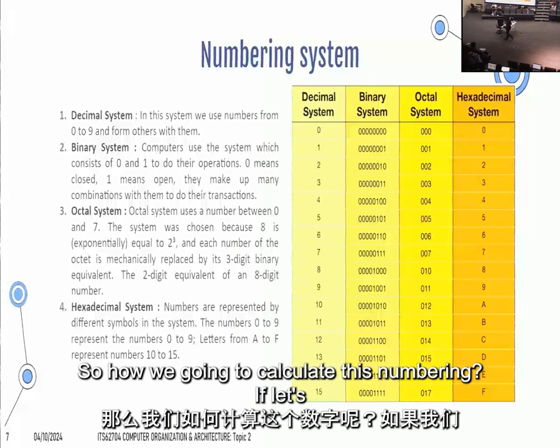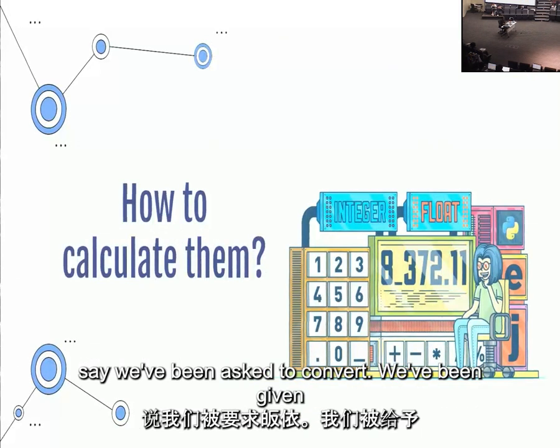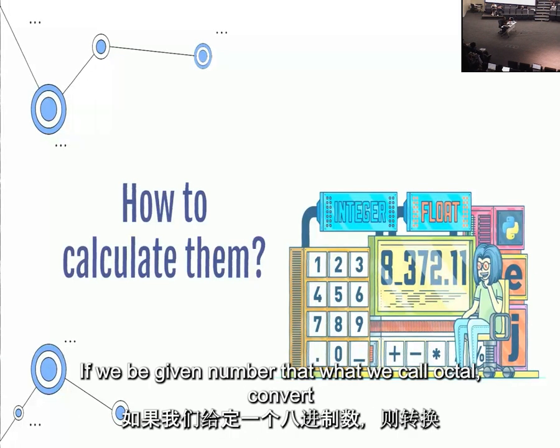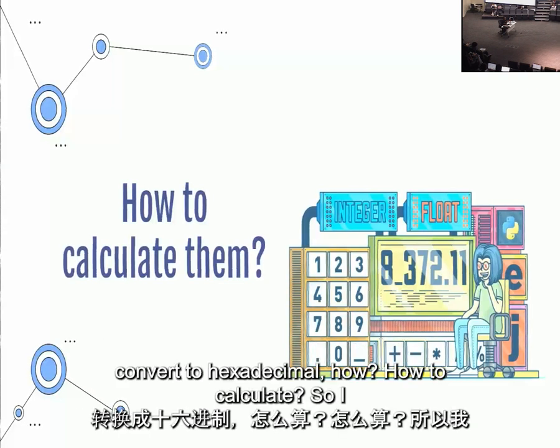So, how are you going to calculate this numbering? Let's say we've been asked to convert a hexadecimal number to binary. How? If we are given an octal number to convert to binary, how? If we are given a binary number to convert to hexadecimal, how? How to calculate?